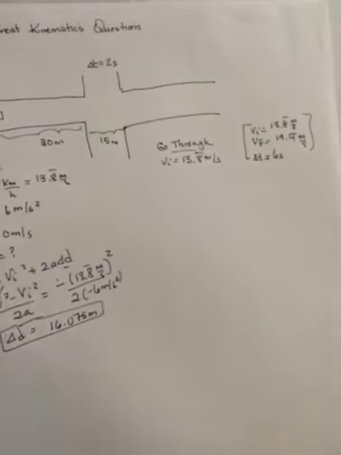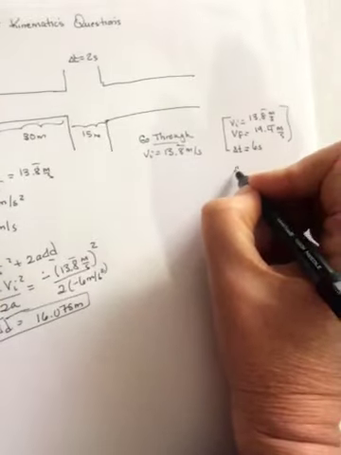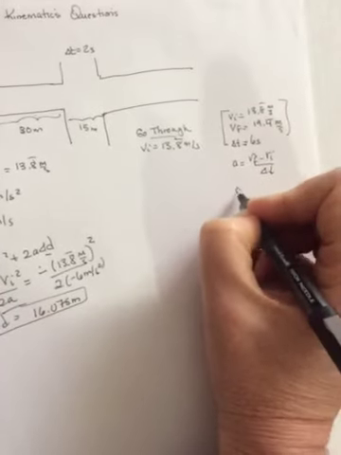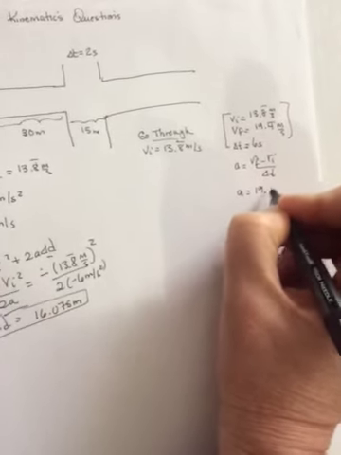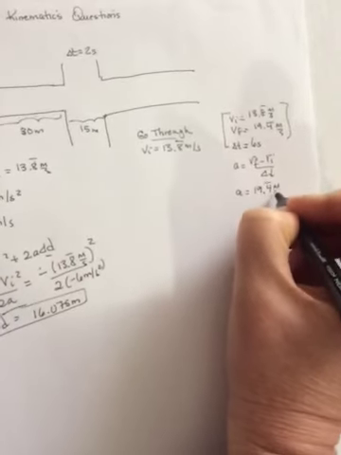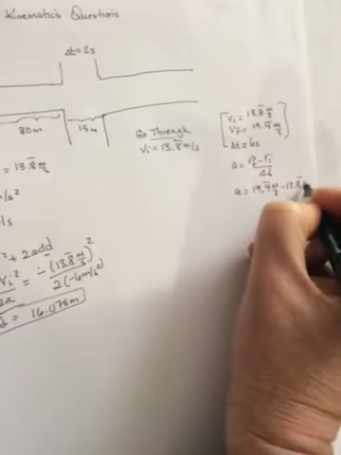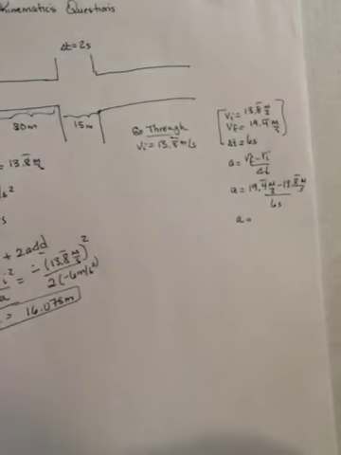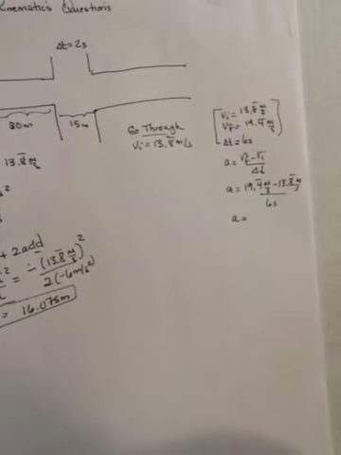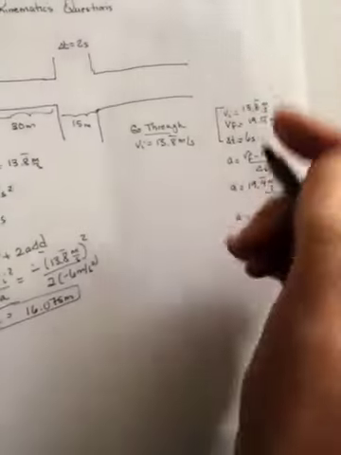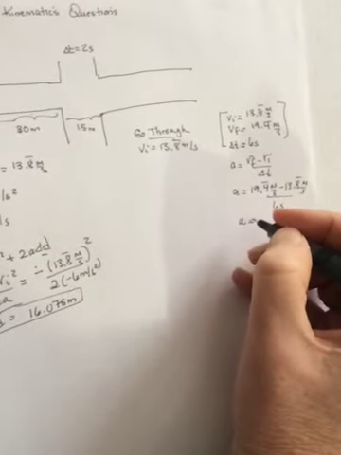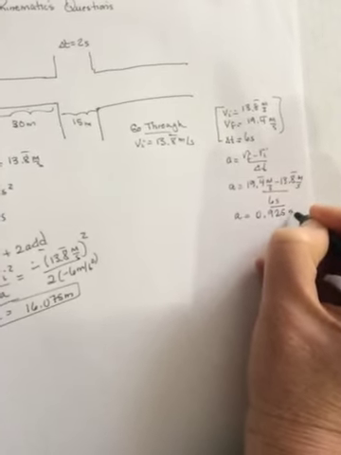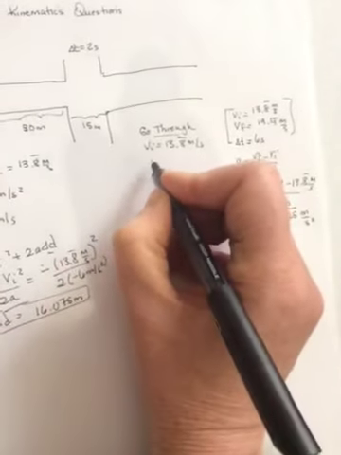All right, so now for going through. The first thing we should find for going through is her acceleration. So A equals VF minus VI over delta T. So A equals 19.4 repeating minus 13.8 repeating, divided by 6 seconds. So A equals 0.925 repeating, and all 3 digits are repeating, meters per second squared. So now we have her A.